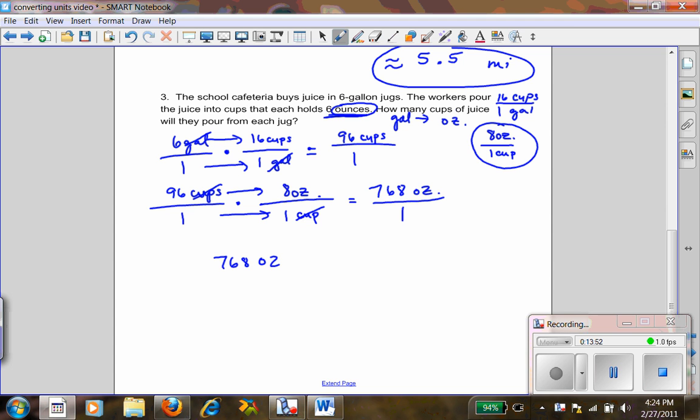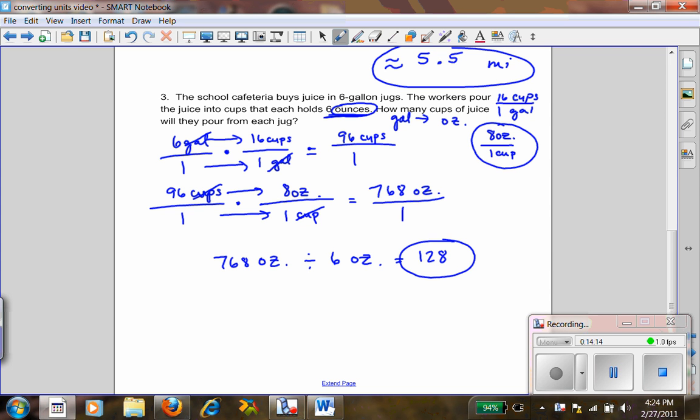And if I want to know how many 6-ounce cups I can make, well, I'm just going to divide that up into 6-ounce cups. So I'm going to take 768 ounces and divide it by 6, and that's going to give me 128. And that is my final answer.